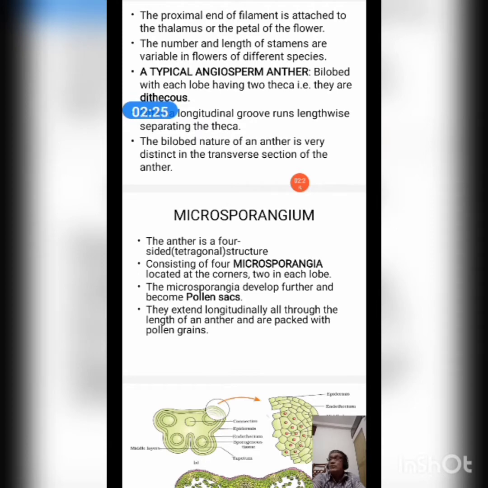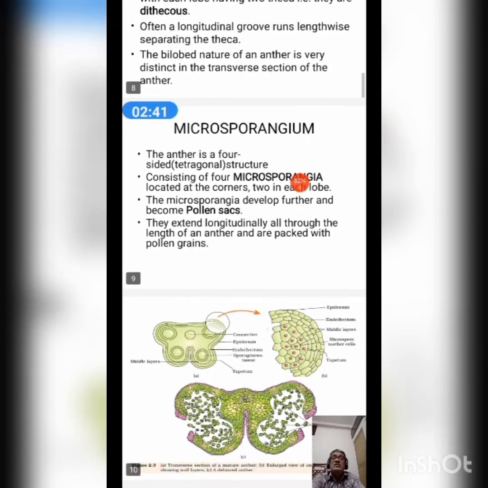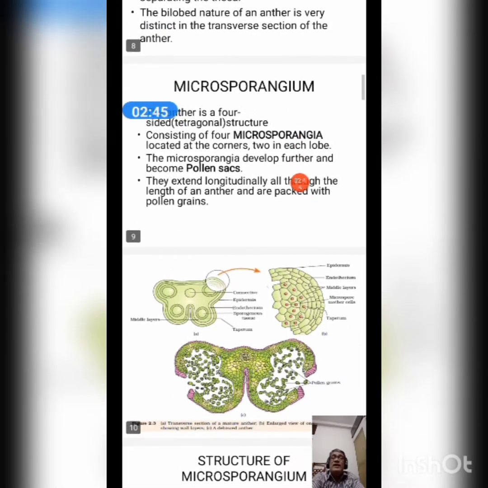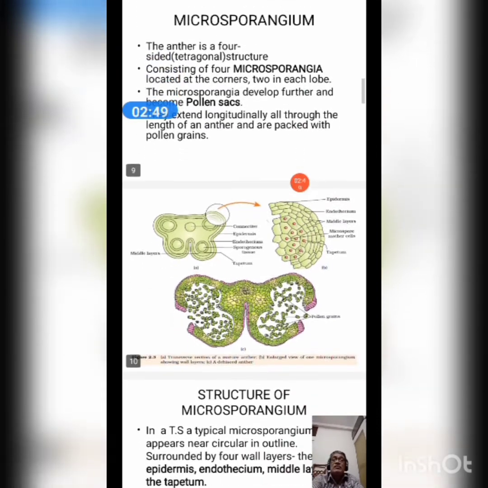The anther is a four-sided, that is tetragonal, structure consisting of four microsporangia located at the corners, two in each lobe. The microsporangia develop further and become pollen sacs, and they extend longitudinally all through the length of an anther and are packed with pollen grains. Here we are studying the structure of the microsporangium.